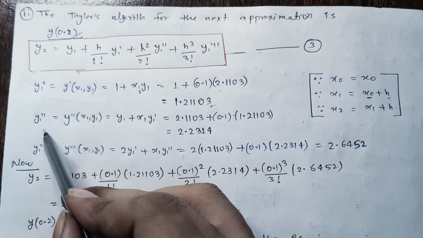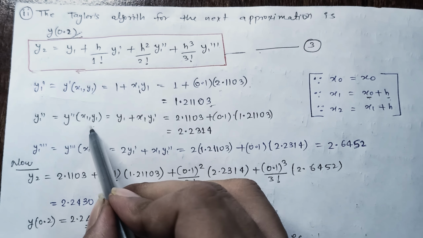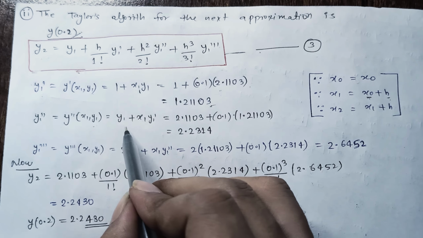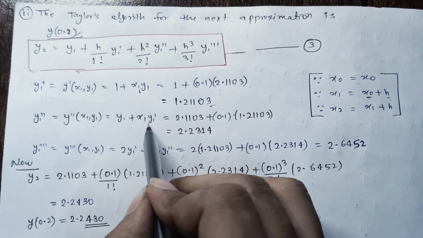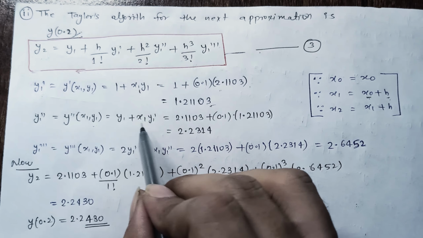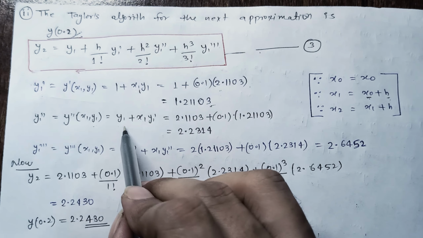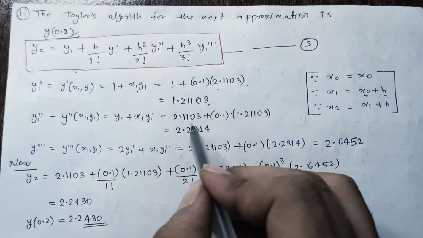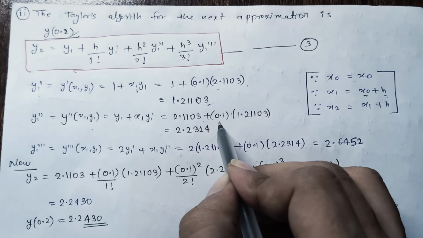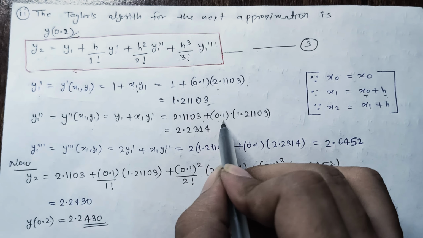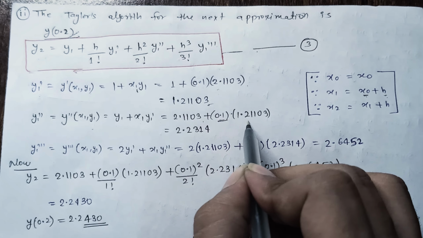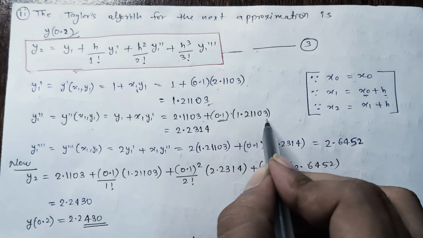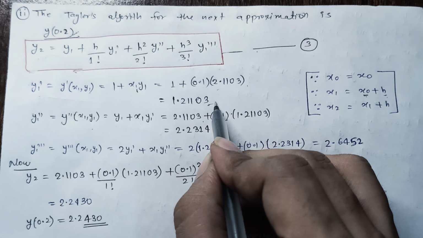Next one is y1 double dash. Again, we are going to change the values x and y to x1 and y1. So we get y1 plus x1 y1 dash. Just putting the value of y1 as we have calculated previously, 2.1103, plus x1 is here 0.1, and here the value of y1 dash is equal to 1.21103, that is in the above approximation.